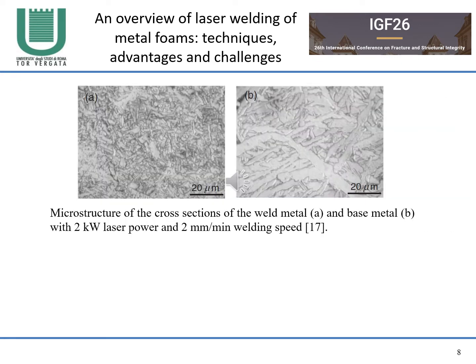In the pictures, two microstructures of the cross-section view of the weld metal A and the base metal B, with 2 kilowatt laser power and 2 millimeter per minute welding speed, are reported.